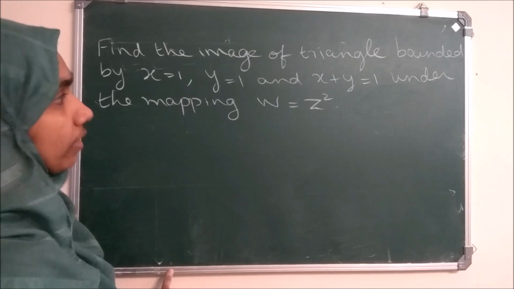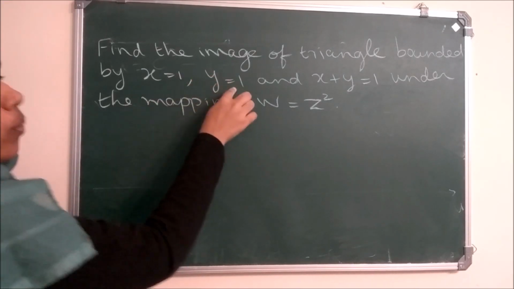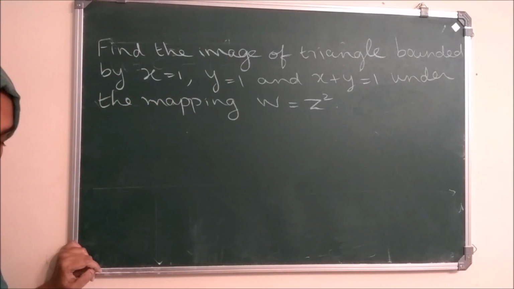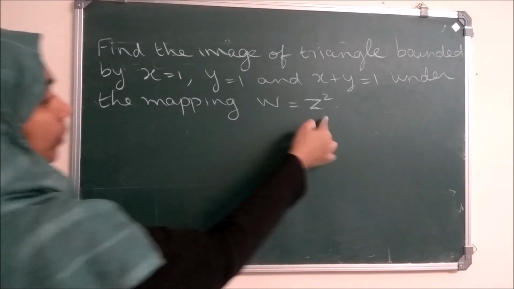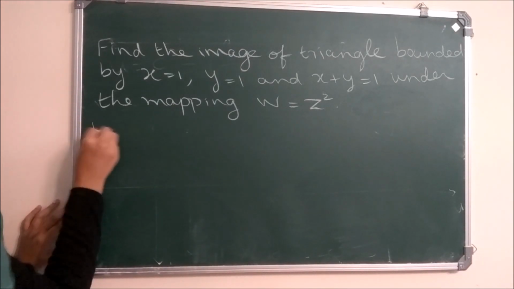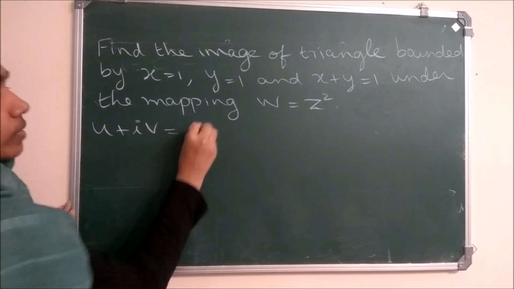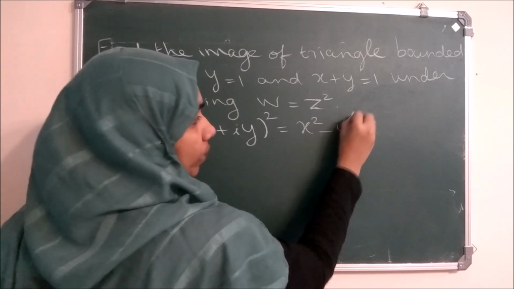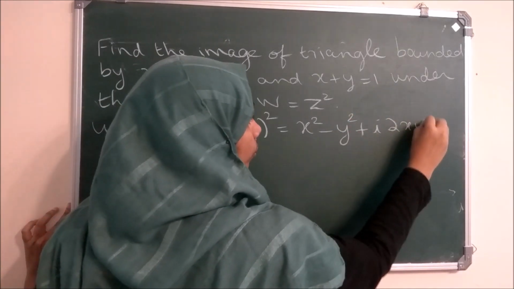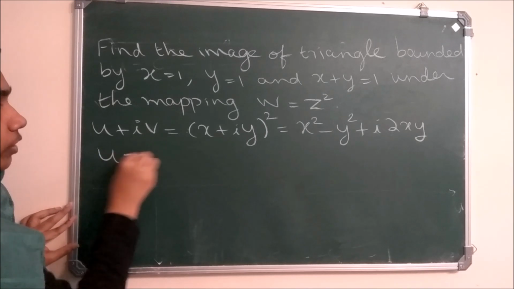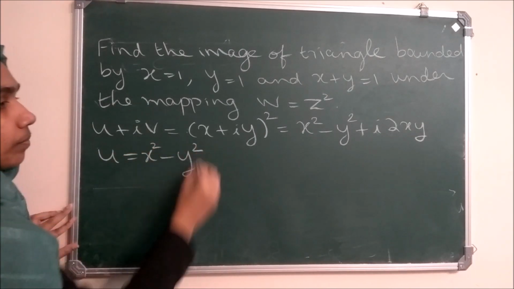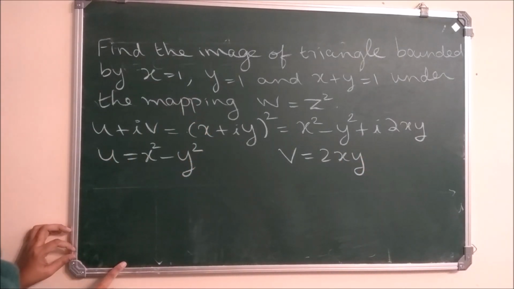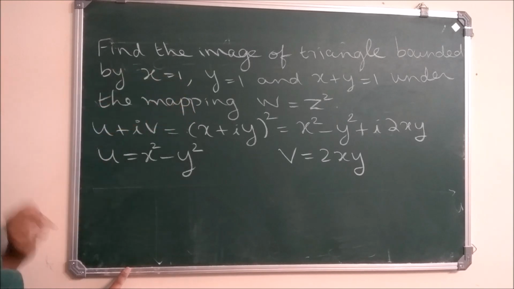Now we can see one question. Find the image of the triangle bounded by the lines X equal to 1, Y equal to 1 and X plus Y equal to 1 under the mapping W equal to Z square. So here under the mapping W equal to Z square, we can write W as U plus IV equal to Z, which is X plus IY the square, which is equal to X square minus Y square plus I into 2XY. So U is equal to X square minus Y square and V equal to 2XY.